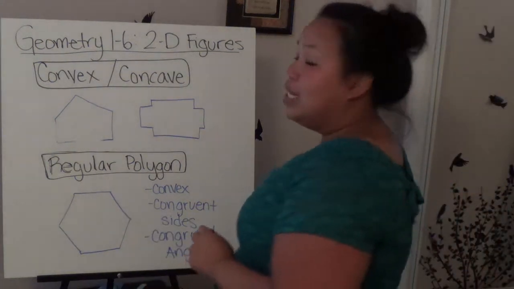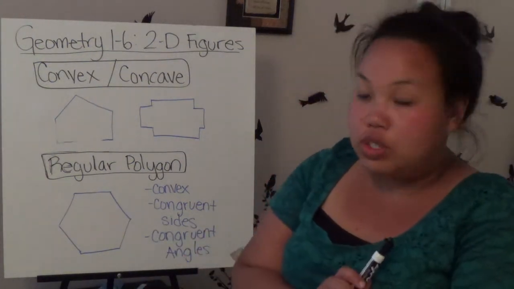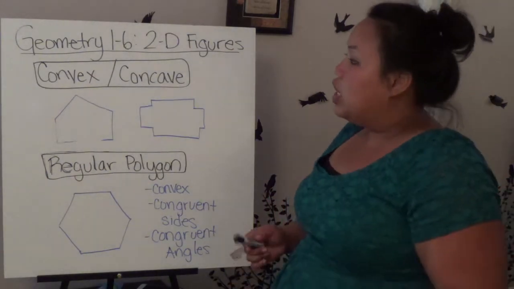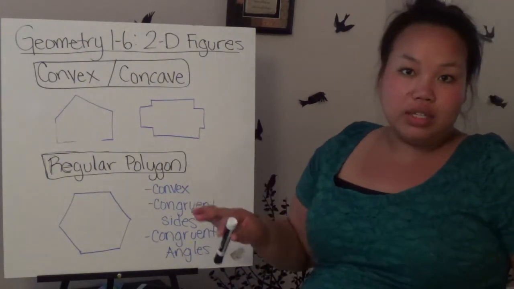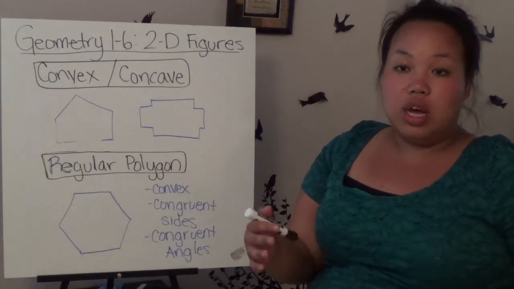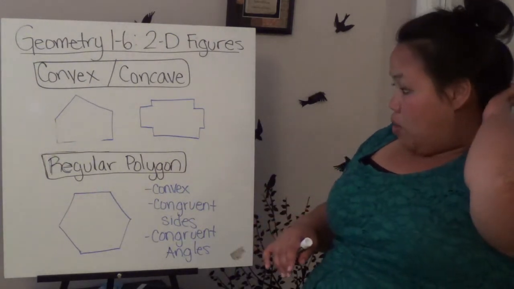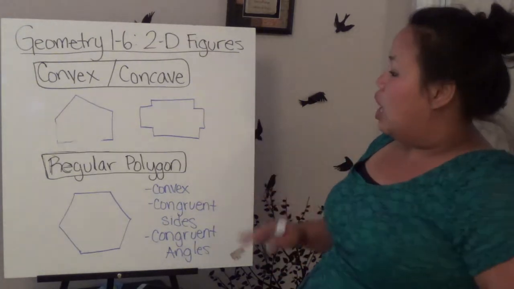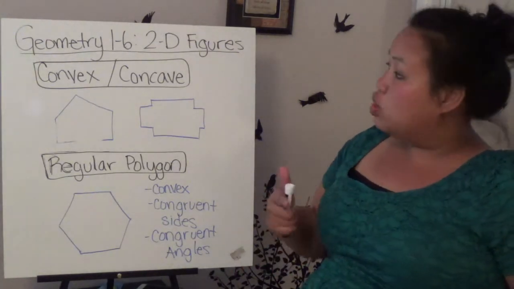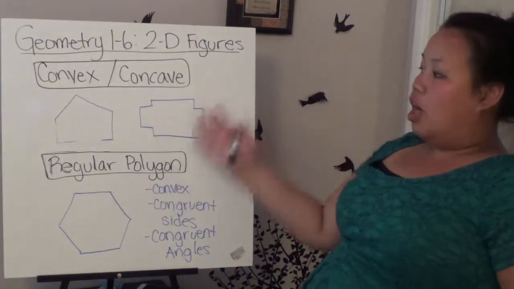Geometry section 1.6 is discussing two-dimensional figures, and we're dealing with basically flat objects. Okay, next section we're going to be talking about three-dimensional, so 3D figures. But right now we're just dealing with flat surfaces, and there's certain things that we have to go over. The first one is convex and concave.